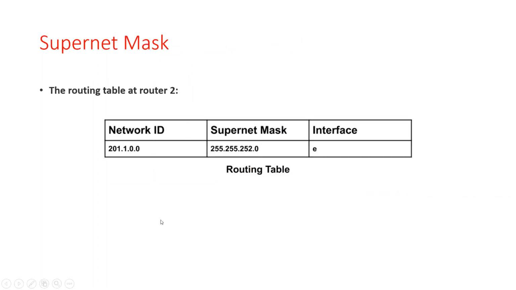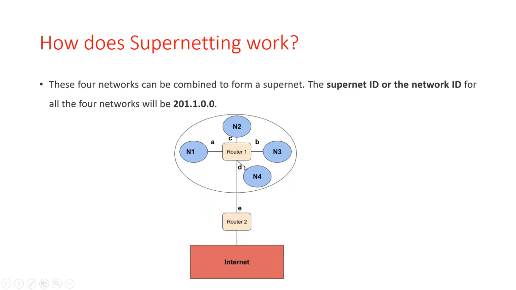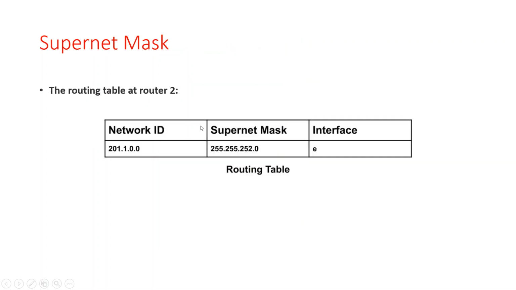Here the routing table at router 2 is now reduced and contains only one entry for all four networks. For router 1, four networks are connected, so we get four entries, but in router 2 we get only one entry from router 1. But router 1 needs a routing table which should contain all four entries, because it should know where to forward the packet next.